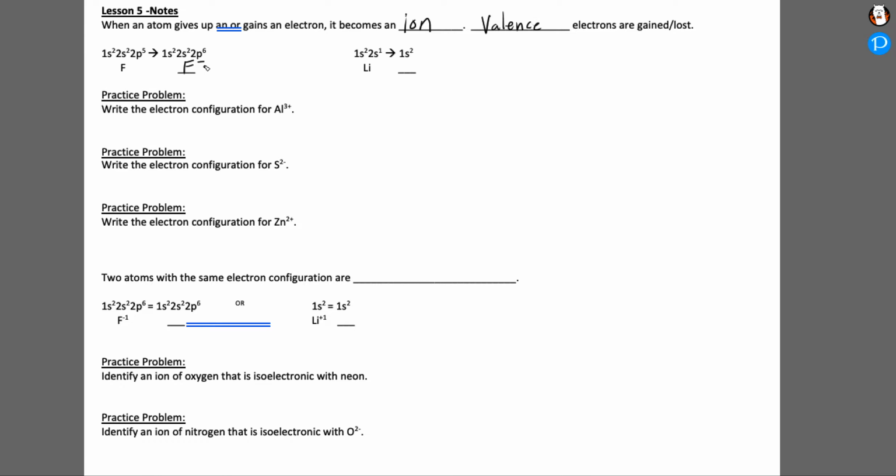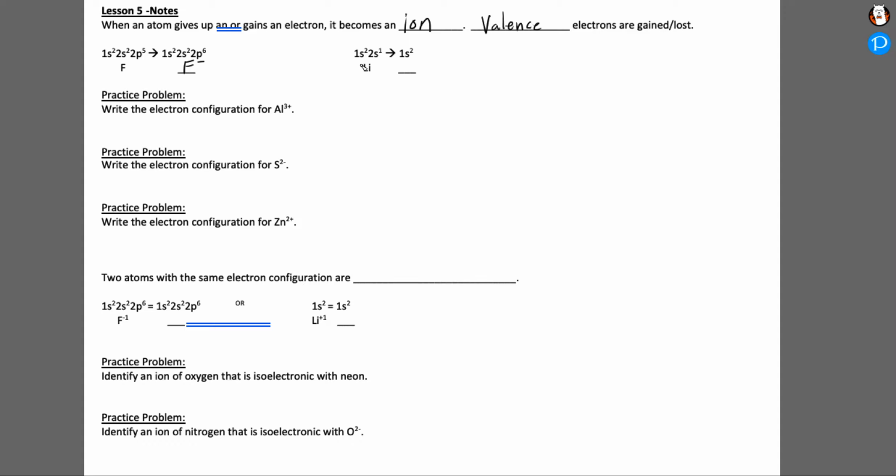By the way, the reason it gets a negative charge when it gains an electron is because electrons have a negative charge. When fluorine is neutral, it has the same number of electrons as protons. So it has 9 positive charges in the nucleus and 9 negative charges in the electrons, and so it cancels out. It's neutral. But when it gains that extra negative charge, it now has 10 negative charges and 9 positive charges, so overall a 1 minus charge, so F minus.